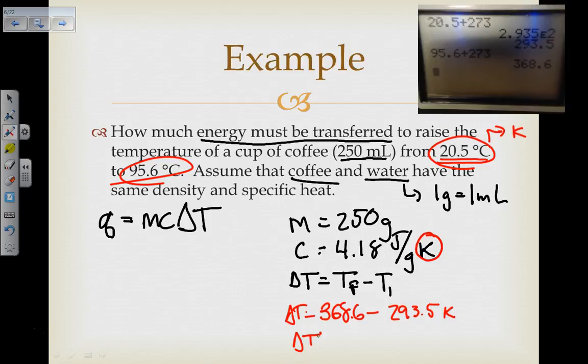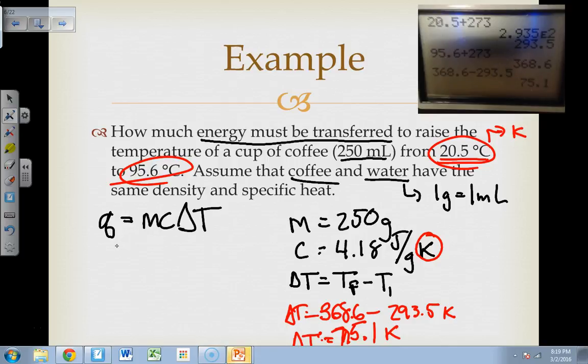Both of those go into ΔT. So ΔT equals 368.6 minus 293.5. And so the difference in temperature is 75.1 Kelvin. Keep the sign with whatever the sign is, so this is a positive 75.1 Kelvin.